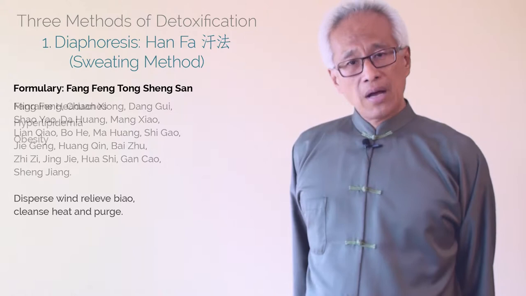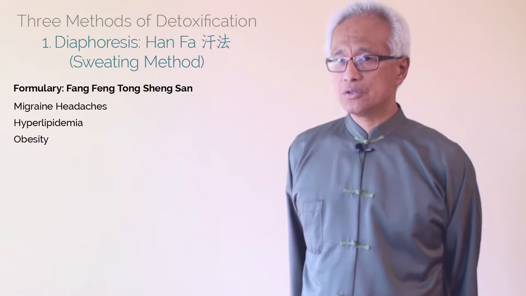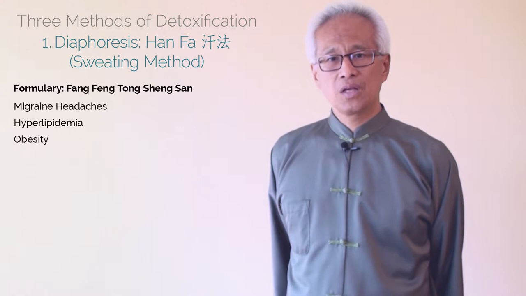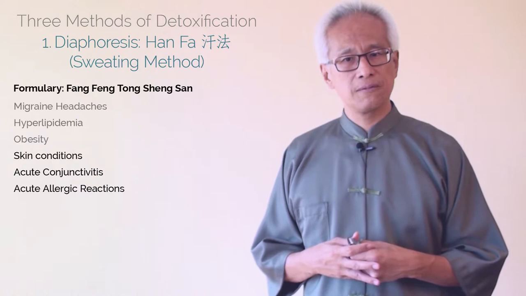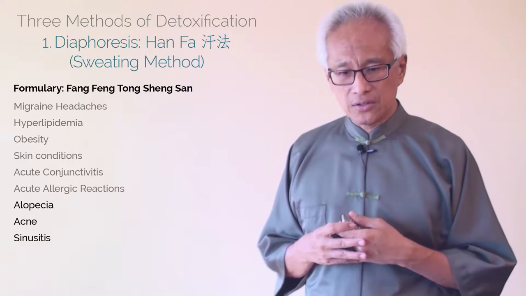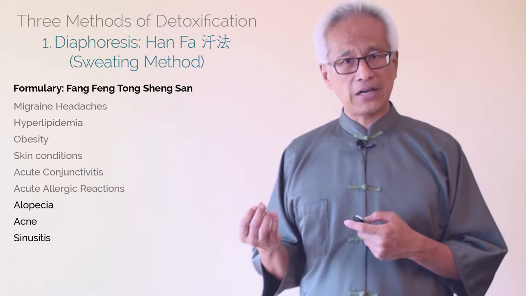In modern research, Huang Feng Tong Sheng has been used in many different conditions with a certain amount of success: migraine headaches, hyperlipidemia, obesity, skin conditions, acute conjunctivitis, acute allergic reactions, alopecia, acne, and sinusitis. All of these have been researched to be effective and can be treated with Huang Feng Tong Sheng San.